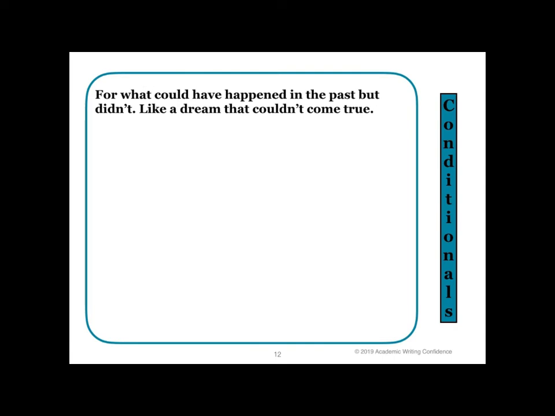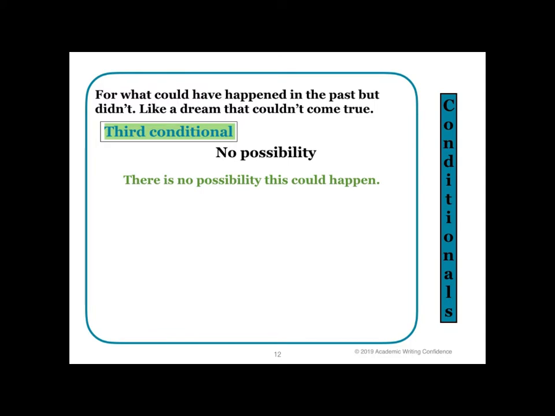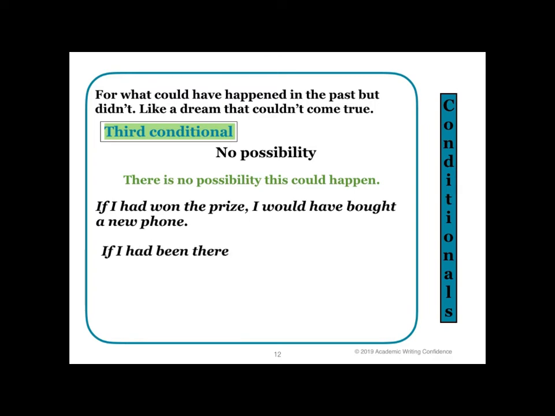Now let's look at how we would write a sentence for what could have happened in the past, but didn't, like a dream that couldn't come true. The third conditional type of sentence is when there's no possibility of something happening. The pattern here is, if I had won the prize, I would have bought a new phone. Now this is something like a dream, something that has not really happened.